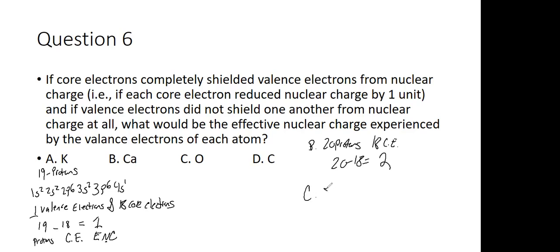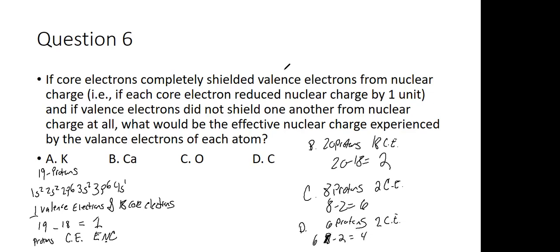Oxygen. Oxygen has 8 protons. It has 2 core electrons. 8 minus 2 is an effective nuclear charge of 6. And carbon. Carbon has 6 protons. It has 2 core electrons. 6 minus 2 is 4. So it has an effective nuclear charge of 4.